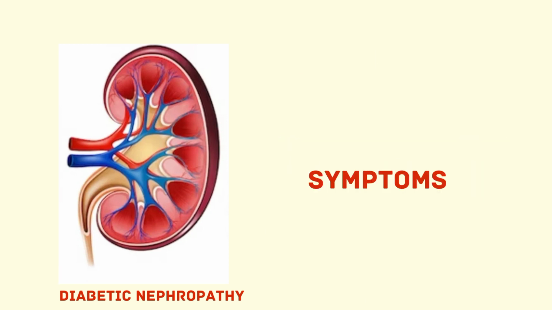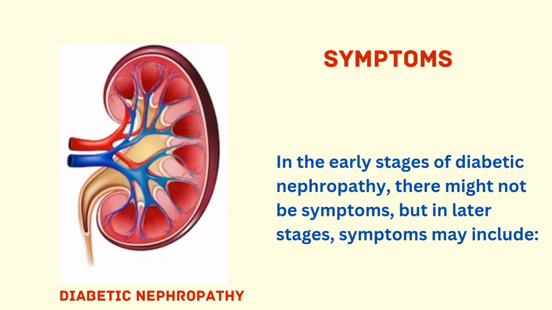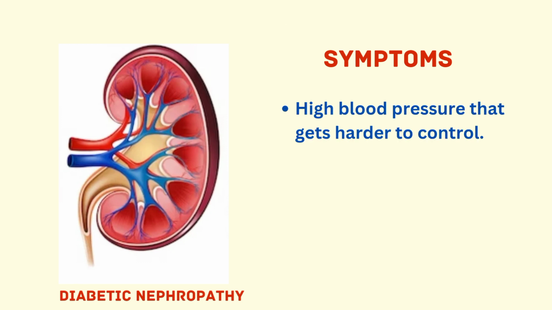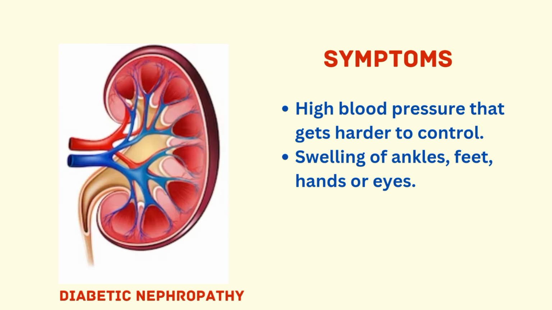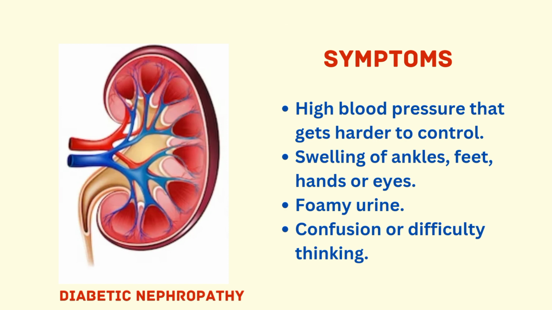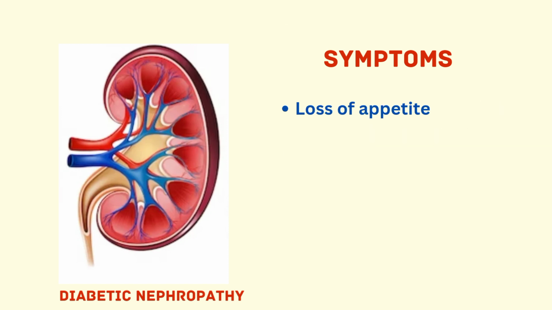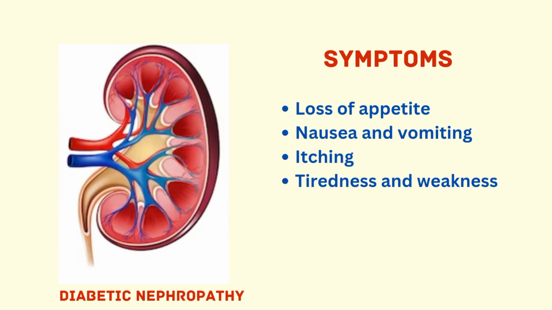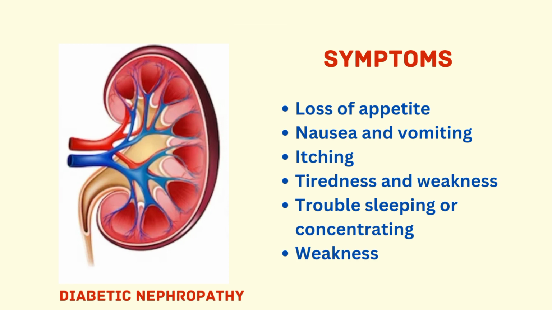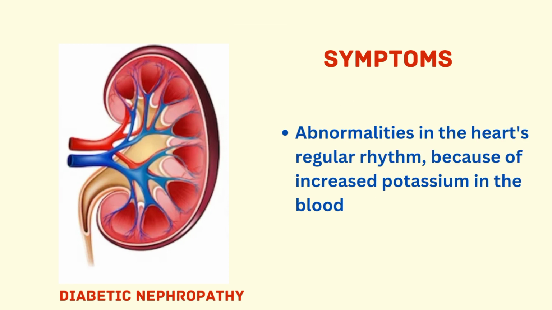Now let us see the symptoms of it. In the early stages of diabetic nephropathy, there might not be any symptoms, but in later stages, symptoms may include high blood pressure that gets harder to control, swelling of ankles, feet, hands or eyes, foamy urine, confusion or difficulty thinking, shortness of breath, loss of appetite, nausea and vomiting, itching, tiredness and weakness, trouble sleeping or concentrating, abnormalities in the heart's regular rhythm because of increased potassium in the blood, and muscle twitching.